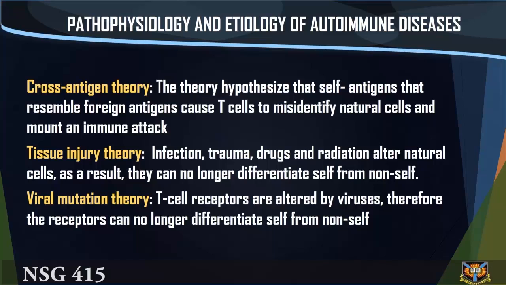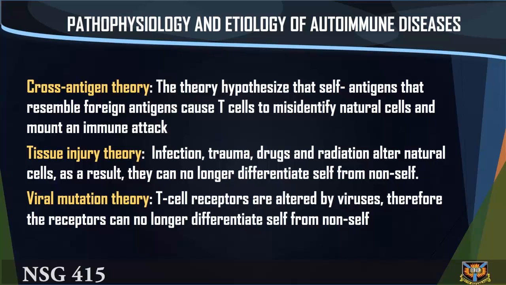Pathophysiology and etiology of autoimmune diseases. Several theories have been proposed in relation to the causes of autoimmune diseases. However, none of these theories provide conclusive evidence. The following theories and hypotheses are proposed. A. Cross-antigen theory. The theory hypothesizes that self-antigen that resemble foreign antigen cause T cells to misidentify natural cells and mount an immune attack.